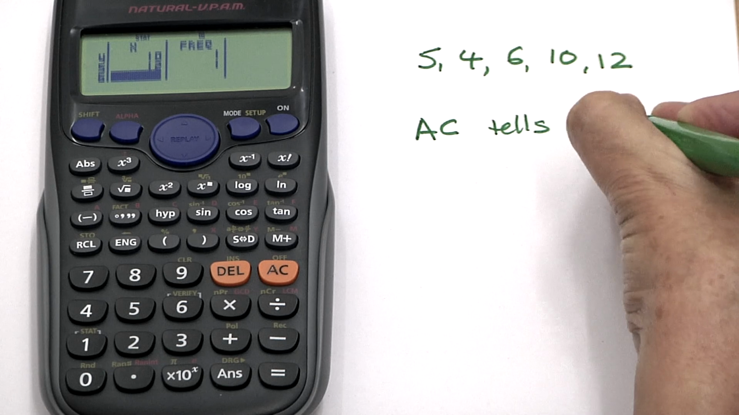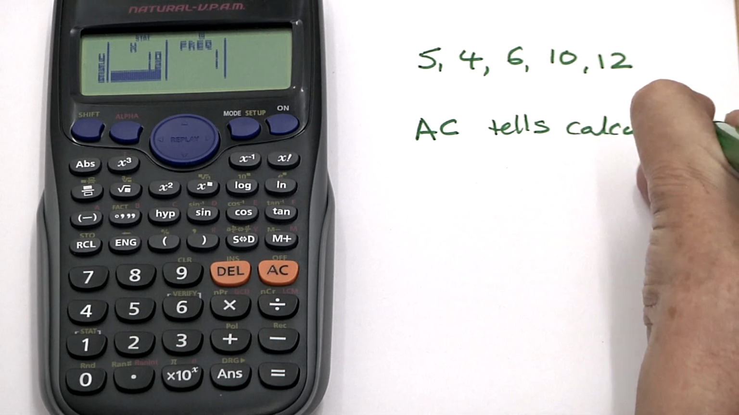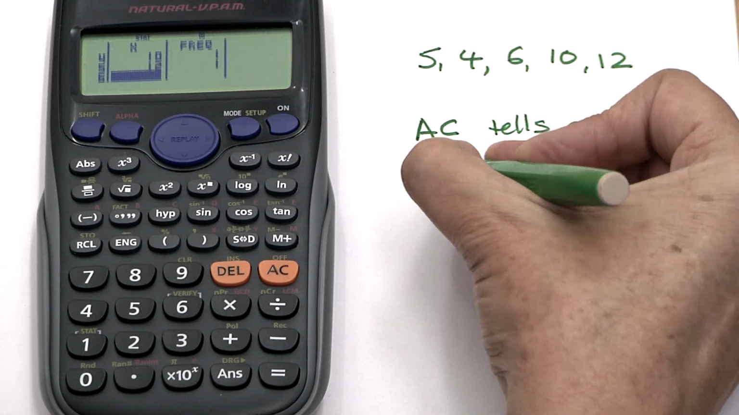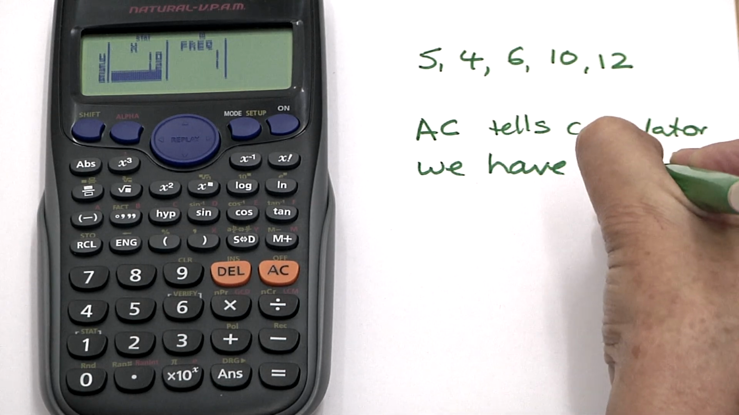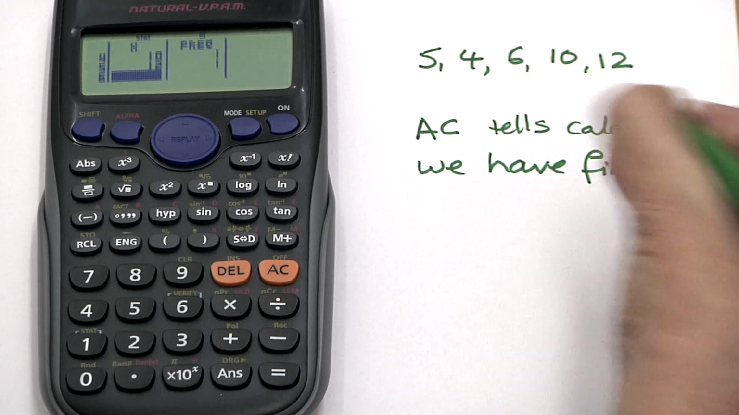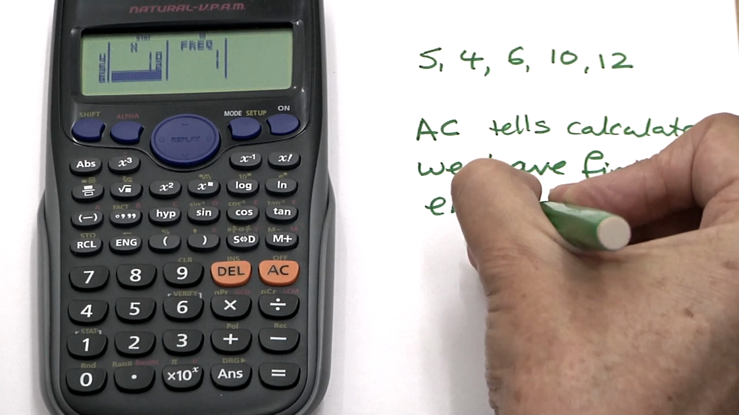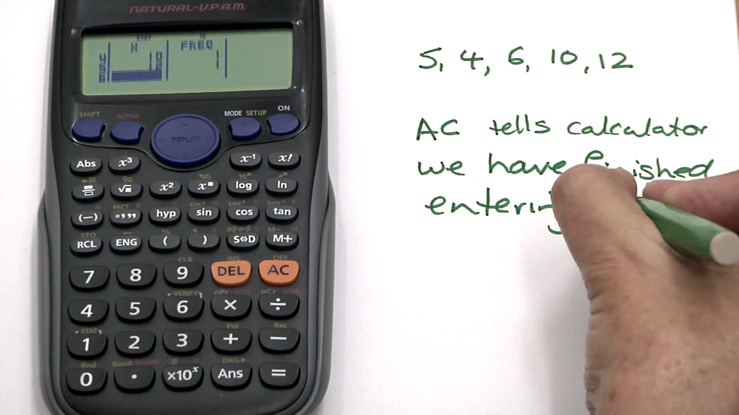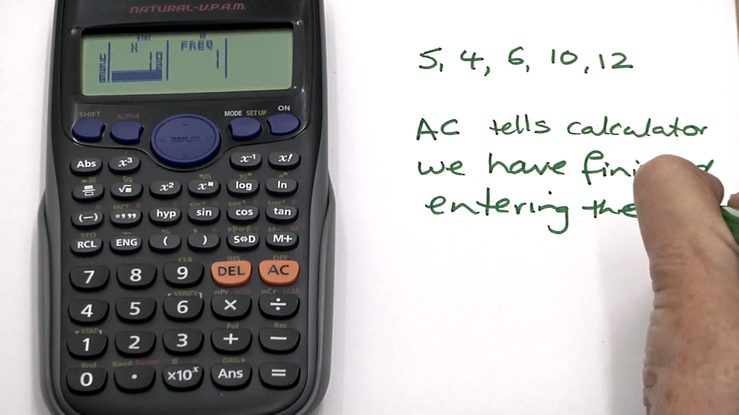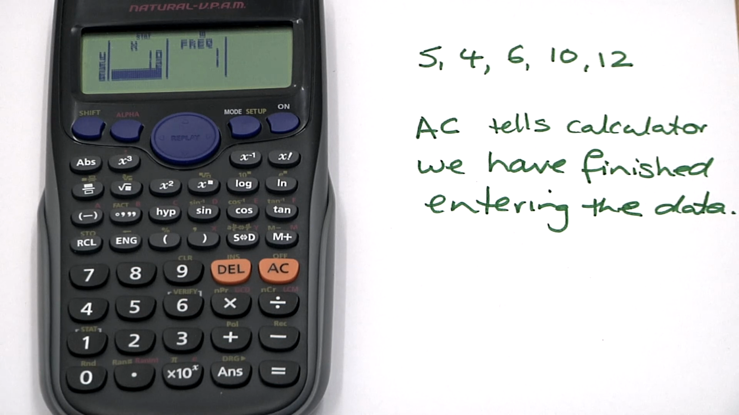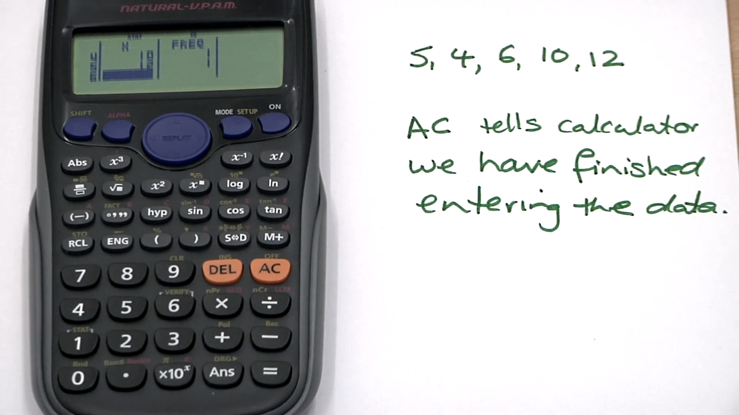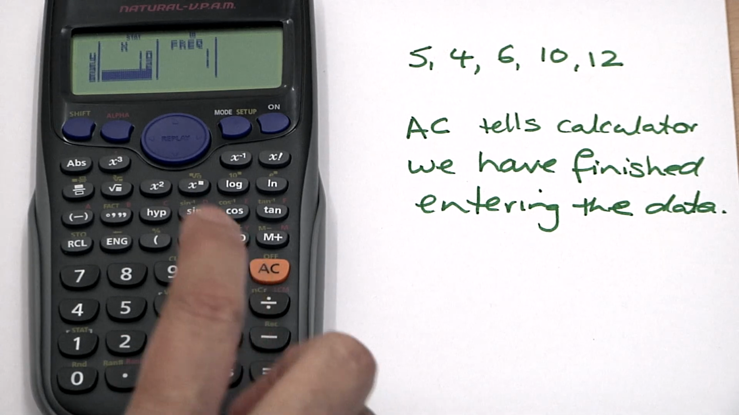Pressing AC tells the calculator we have finished entering the data. If you don't press the AC, the next time you press the equals, the calculator will put that number into the memory, and that will rather mess things up.